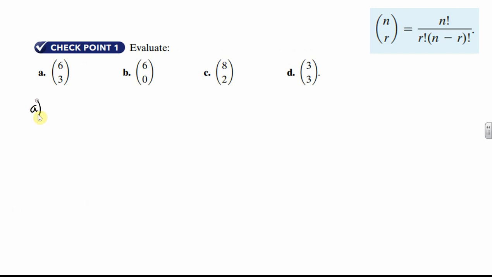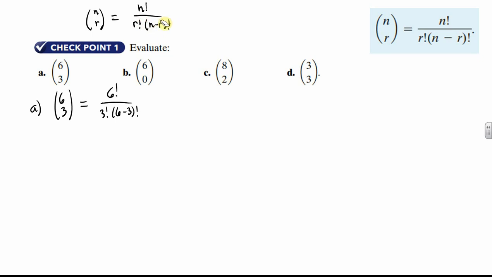So, part A. We have here the permutation of 6 things taken 3 at a time. Based on the formula, this is 6 factorial over 3 factorial times (6 minus 3) factorial. See, that's the formula: n things taken r at a time is n factorial all over r factorial times (n minus r) factorial.